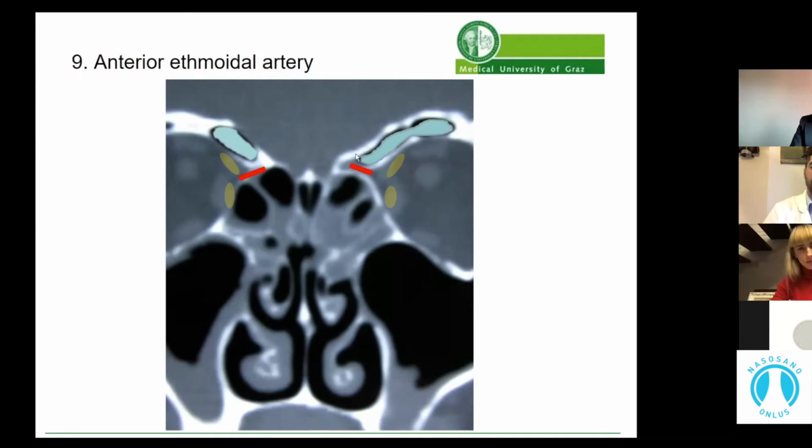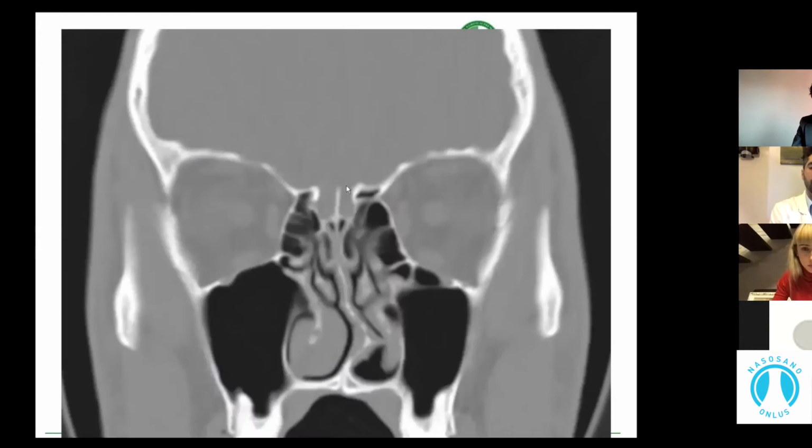But it can also run within the skull base. But in these cases, you are in danger of hurting the vessel during your procedure if you are not aware of it. Here is another case, left side here, and on the right side we are quite safe because it's running inside of the skull base.